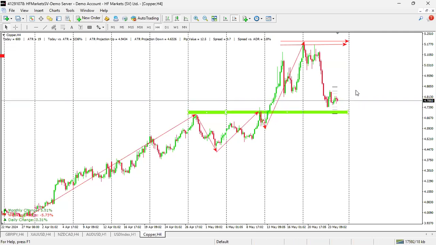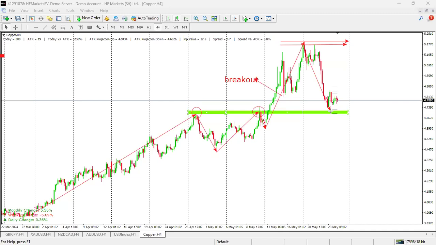Let me tell you why. It's a psychological picture. This is a level of resistance, right? What happened here is a breakout. And don't forget, following every breakout, what must happen? A retest.